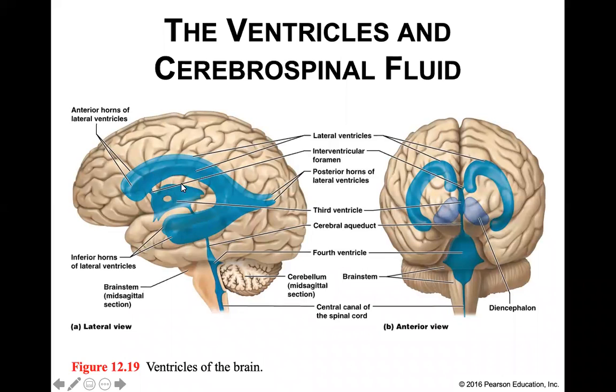So here we can see a lateral view of the lateral ventricles, third and then fourth. This is looking at an anterior view. You can see the ram's horn shape of the lateral ventricles. There's your third right here, and the fourth is here.